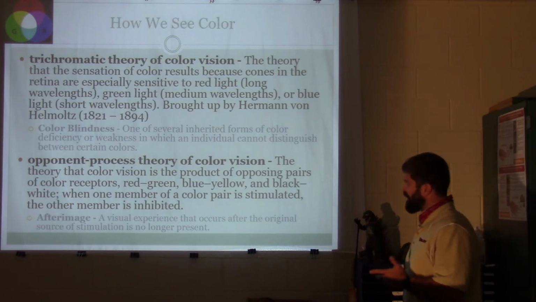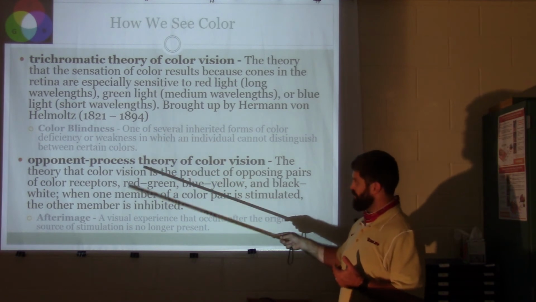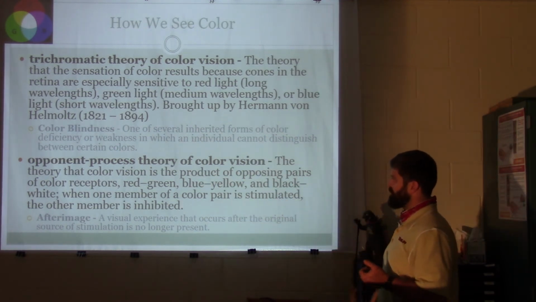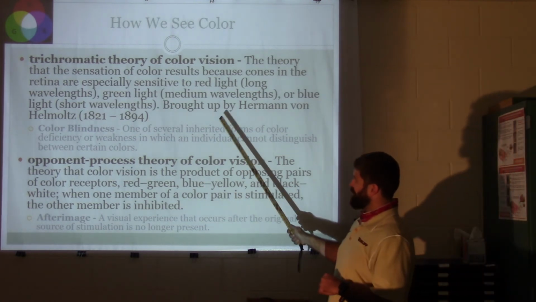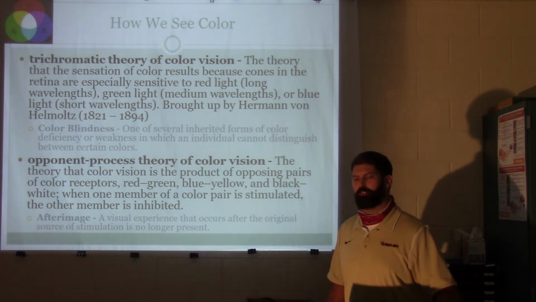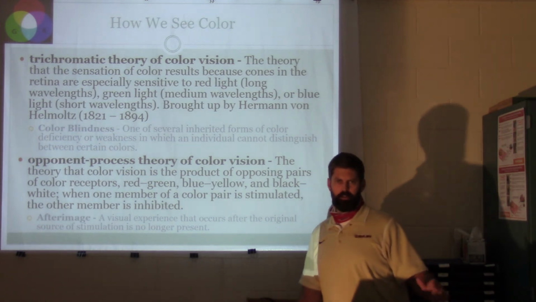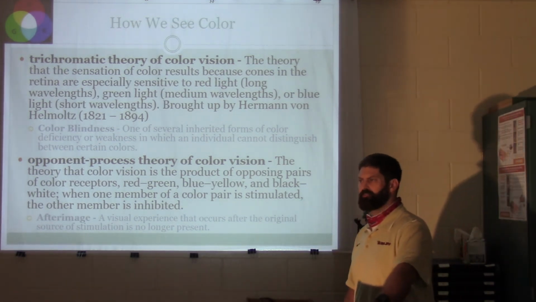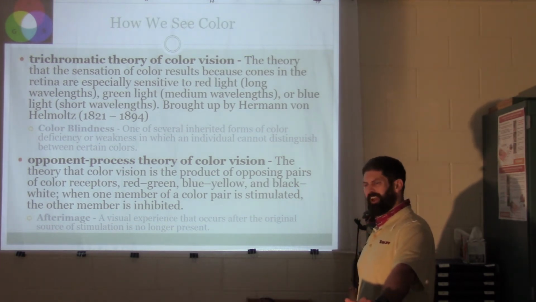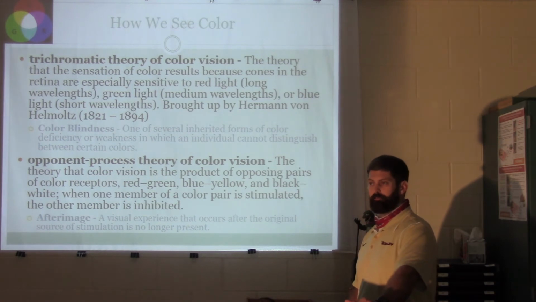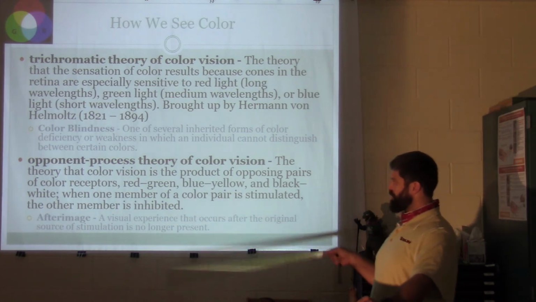This is brought up by Hermann von Helmholtz. So what proves this is color blindness. So one of several inherited forms of color deficiencies or weaknesses in which an individual cannot distinguish between certain colors. This is whenever your cones have malfunctioned. That's what color blindness is. Happens in males a little bit more than females. Not a little bit, a lot more. Yeah, I don't know. It's a genetic problem.